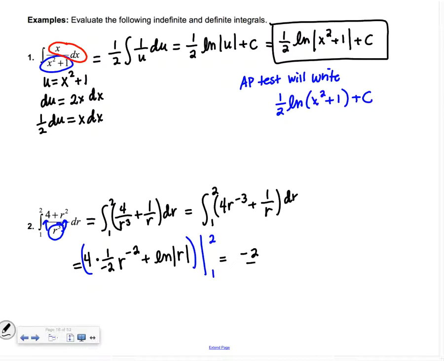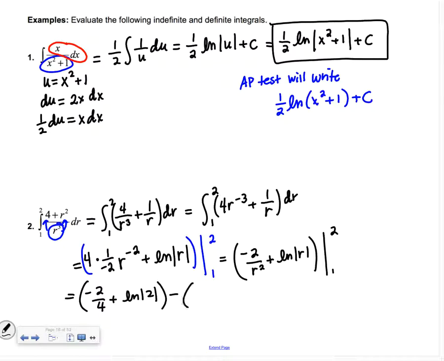So we have negative 2 over r squared plus natural log of the absolute value of r. I'm going to rewrite so I can plug in the numbers easier. Okay, so when I plug in a 2, I get negative 2 over 4 plus natural log of the absolute value of 2, which is really just natural log of 2, right? Minus negative 2 over 1 plus the natural log of the absolute value of 1.